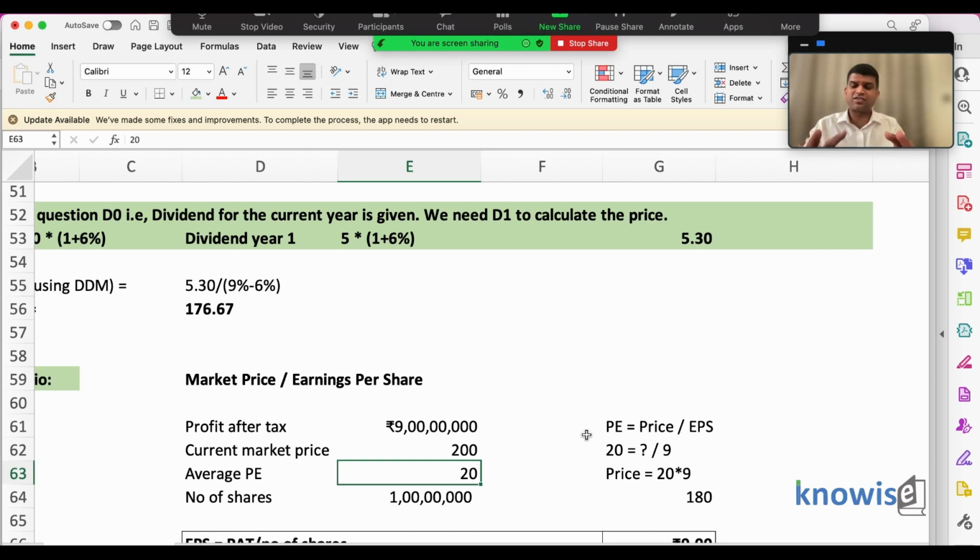Okay, so that's chapter number 3. So we have covered numericals in chapter number 1 and 3. In the next segment, we will cover numericals from chapter number 4, that is bond valuation.